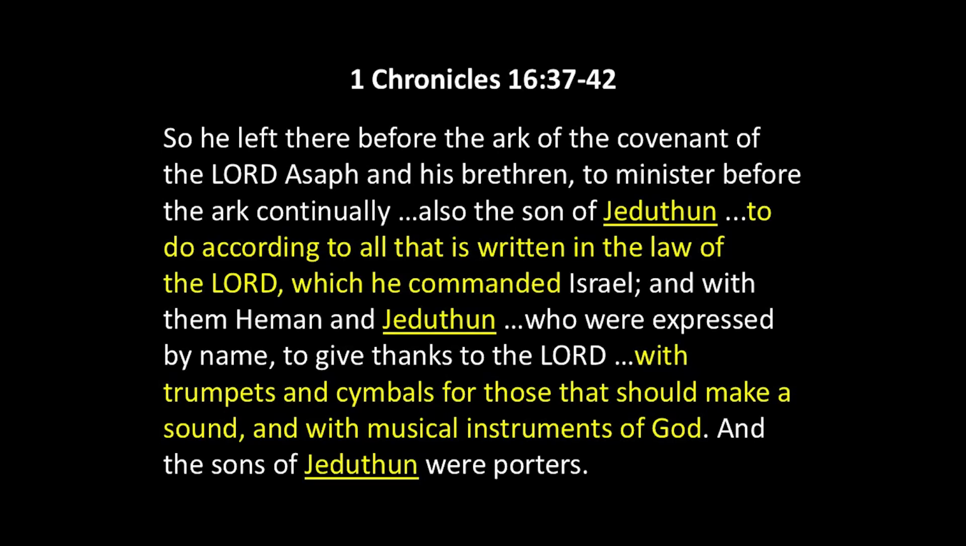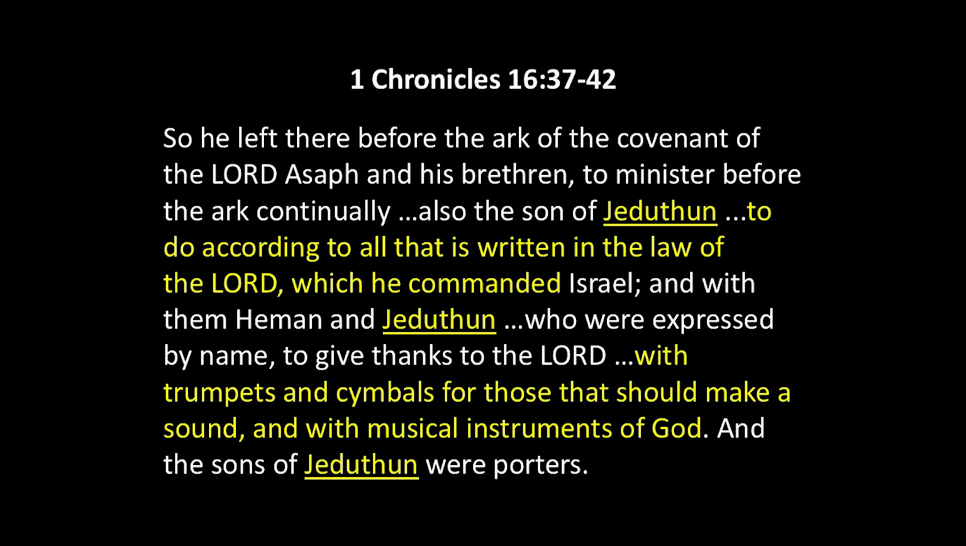The chronicler in 1 Chronicles 16 tells us about Jeduthun. He says, so he left there before the ark of the covenant of the Lord, Asaph and his brethren to minister before the ark continually, and also the son of Jeduthun. Now, he is to do according to all that's written in the law of the Lord which he commanded. And with Israel, and with them Heman and Jeduthun. Now here's what it says about them, who were expressed by name to give thanks unto the Lord, with trumpets and cymbals for those that should make a sound, and with musical instruments of God.